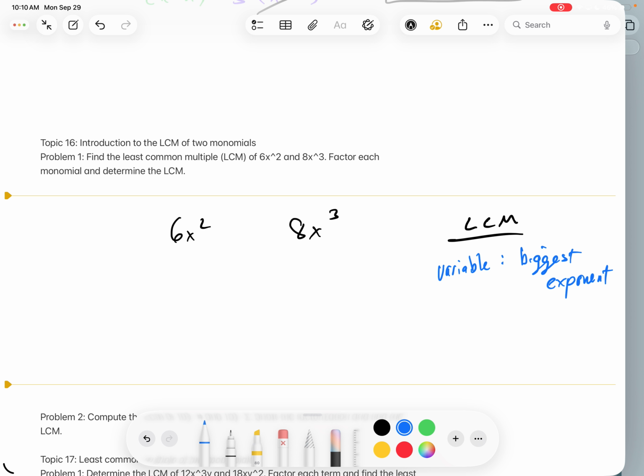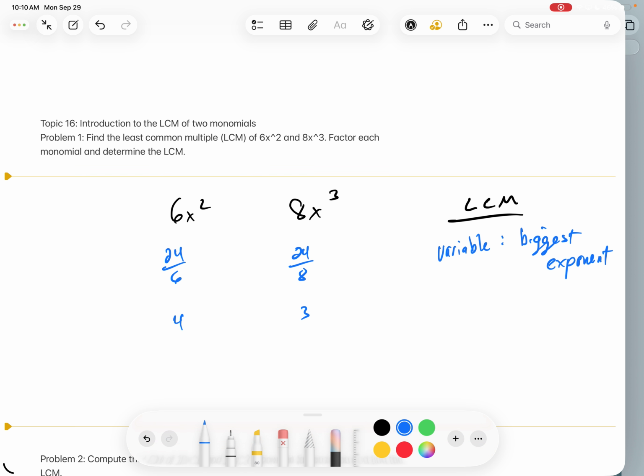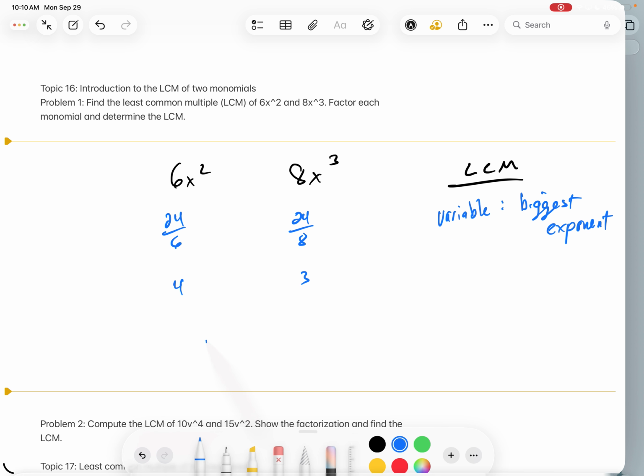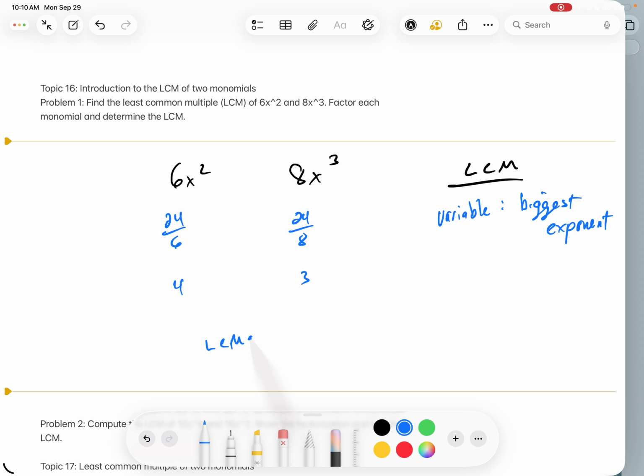So somebody already said 24 for my numbers, right? 24 divided by 6 is 4. 24 divided by 8 is 3. So we're good there. That's the way to check it, because you can't divide 4 and 3 by anything else. But for my LCM, for the variables, what you do is you take the highest exponent. You have to be able to divide all of those out. So I need the highest exponent.